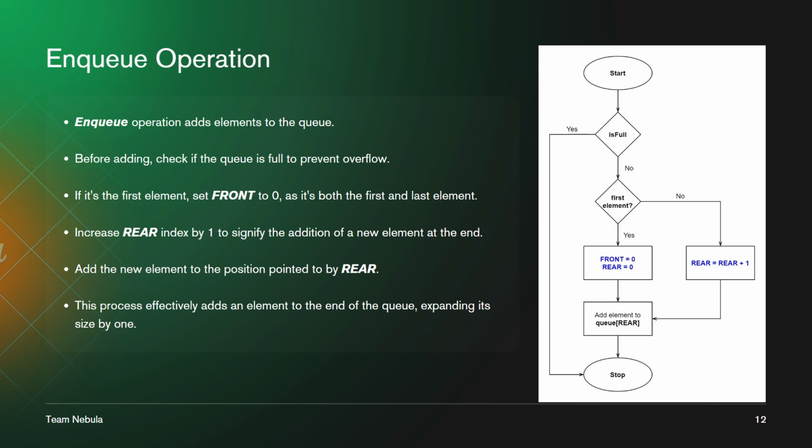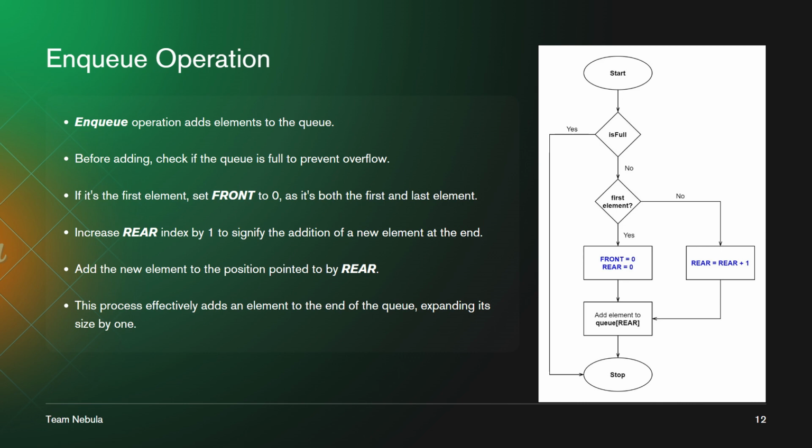Alright, let's now understand how the enqueue operation works in a queue. Before we add an element to the queue, we need to check if the queue is already full. We don't want to add more elements than the queue can handle. Now, when we add the first element to the queue, we set the value of front to 0. This is because we have just one element and it's both the first and last element in the queue, right?